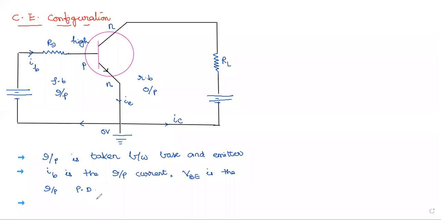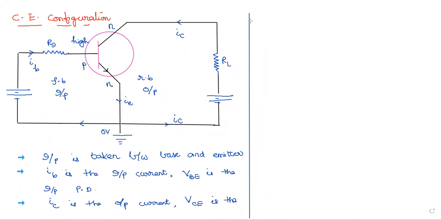This is IC. IC is the output current. IC is carrying the output signal, and the output is taken between emitter and collector. Correct? Collector and emitter is the output potential difference. Output PD, potential difference. This is the circuit.